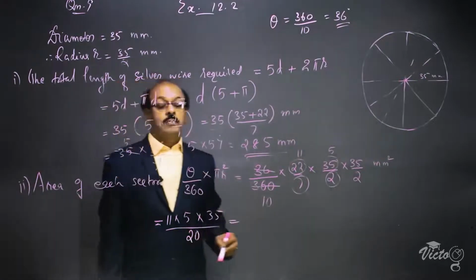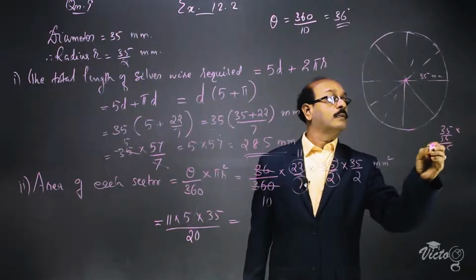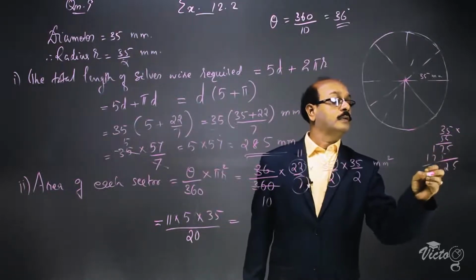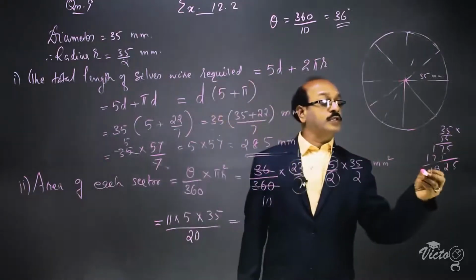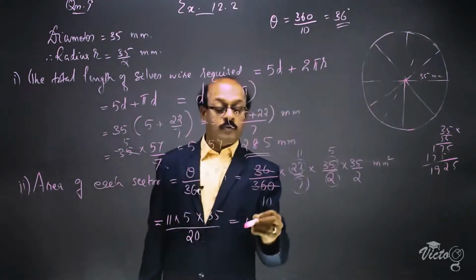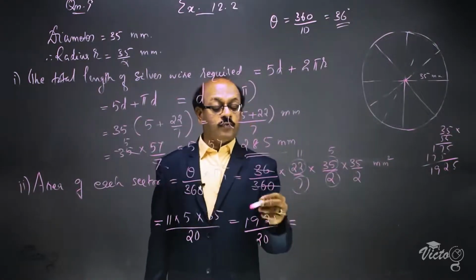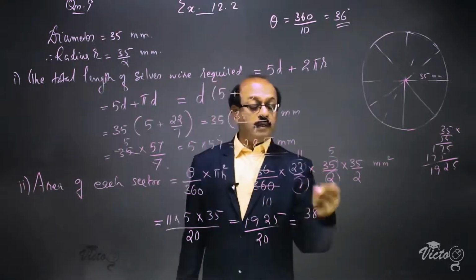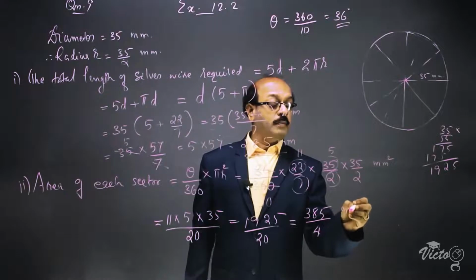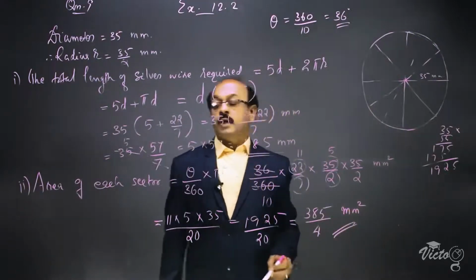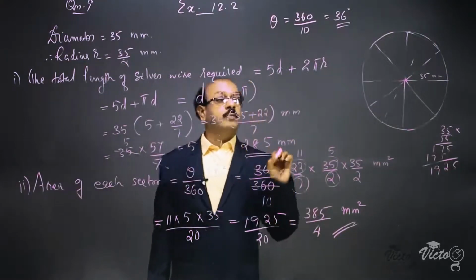This is equal to 55 into 35, which is 1925 divided by 20. Cancelling with the 5, we are getting 385 divided by 4 millimeter square. This is the area of each sector formed by the 5 diameters.